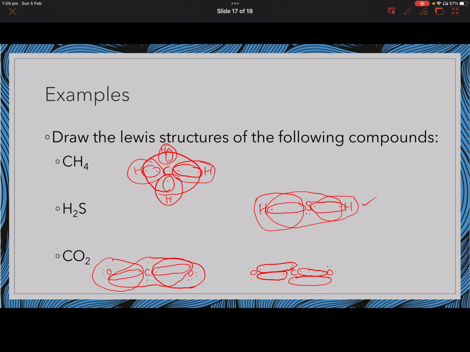So remember, if we don't have enough valence electrons to fulfill the octet rule, it means we probably haven't put in enough bonds. So now that we've got this, we can actually see that, oh hey, this oxygen now has 8, this oxygen now has 8, this carbon now also has 8, so that one's good.